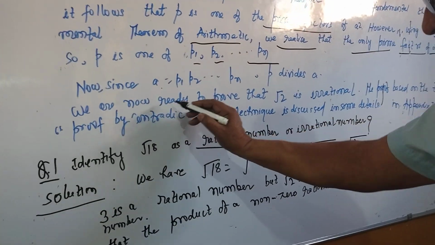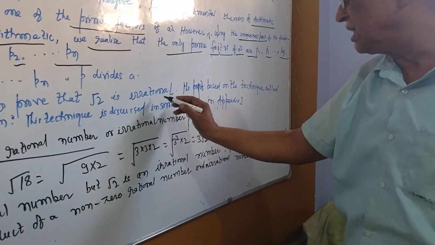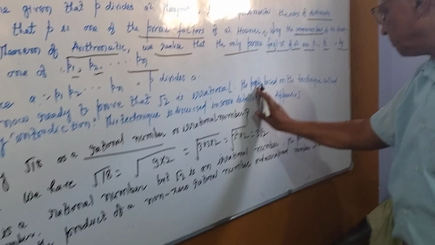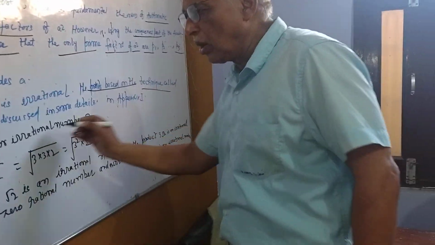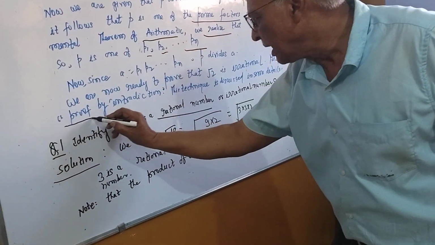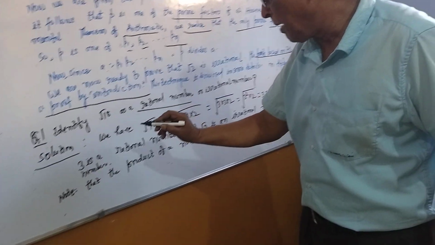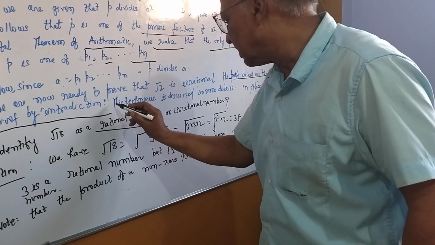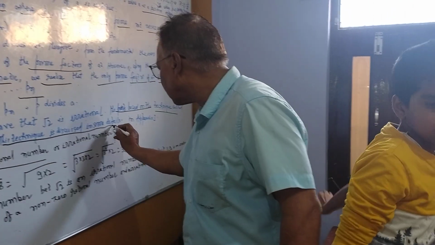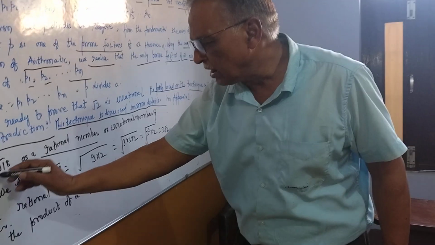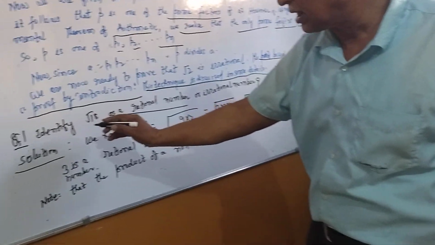We are now ready to prove that root 2 is irrational. The proof is based on the technique called proof by contradiction, and the technique was discussed in some detail earlier. Now the questions.